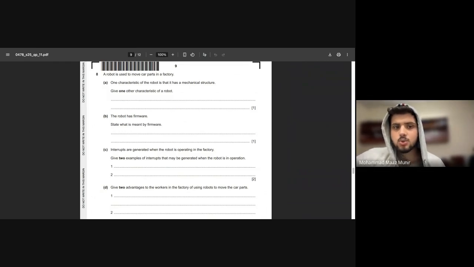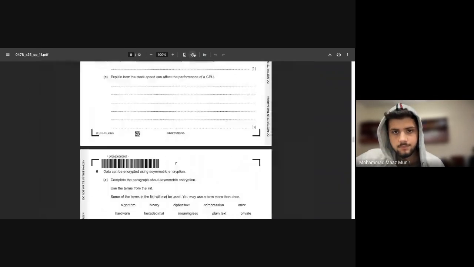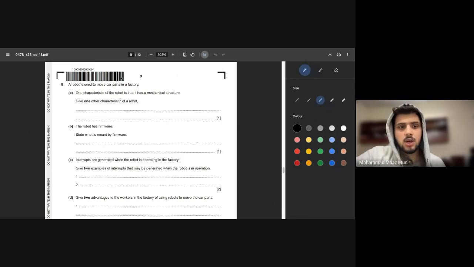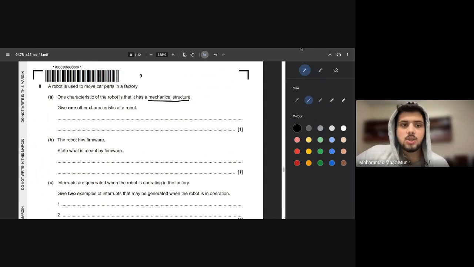So now looking at this question, it is saying that a robot is used to move car parts in a factory, and that one characteristic is that it has a mechanical structure. Give one other characteristic too. So it has basically three characteristics: that it can move, it is programmable, and it has electrical components, one of which Mo stated. So we're going to go with the same point, that it is programmable, and this is one valid point.